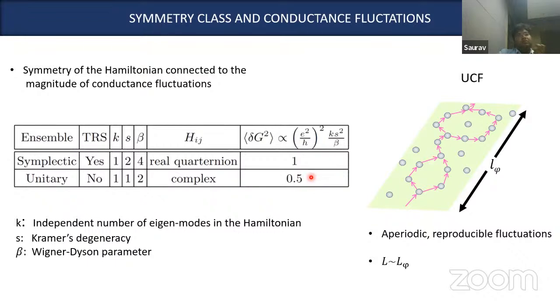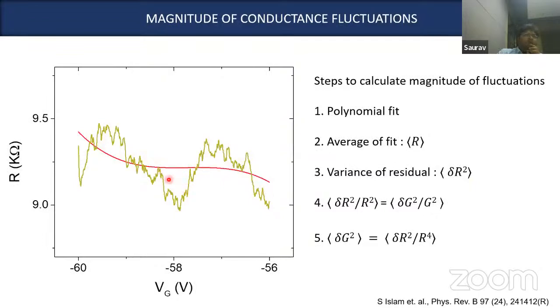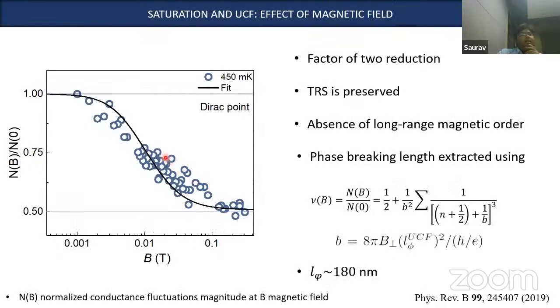The way we do these measurements is we do very slow R versus VG sweeps, and we fit a polynomial to extract delta R square, and from that we can extract delta G square, which is the magnitude of the conductance fluctuations. Now we can do this at different temperatures as a function of magnetic field, and what we see is beyond the phase breaking field, the normalized UCF magnitude actually reduces by a factor of 2, which tells us that even if there are local moments in our samples, the time reversal symmetry itself is preserved.